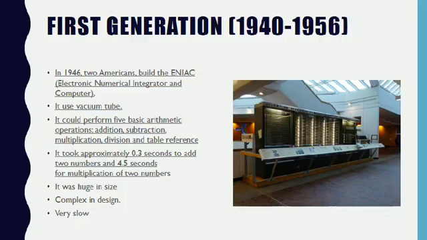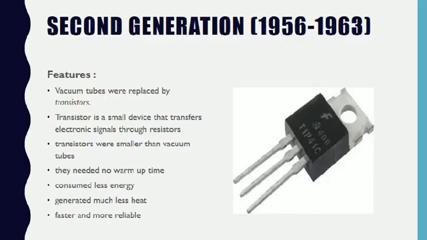To add two numbers, it takes 0.3 seconds, and to multiply two numbers, it takes 4.5 seconds. But it was very large in size, it was very difficult to design, and it was very slow. Second generation. Second generation started from 1956 and remains up to 1963.